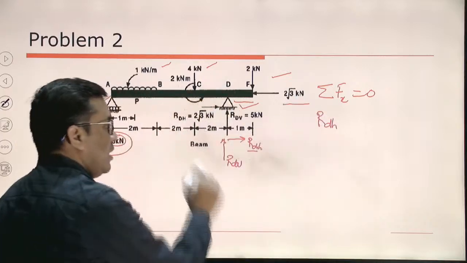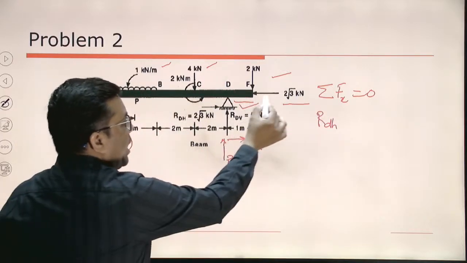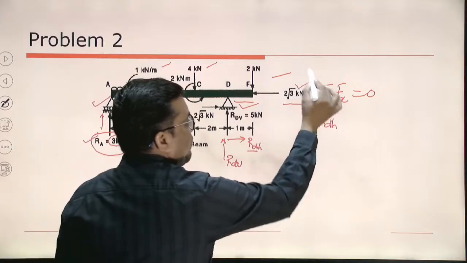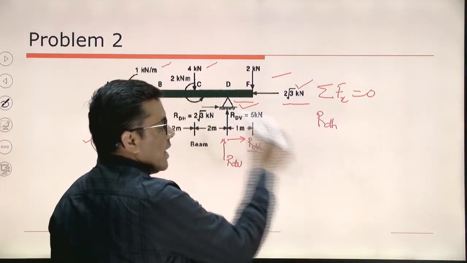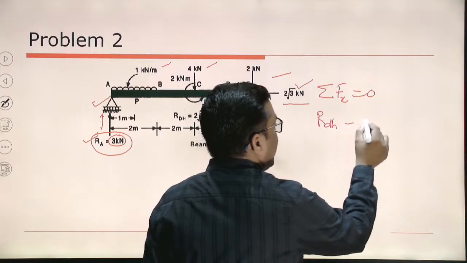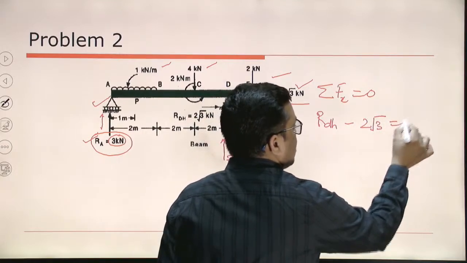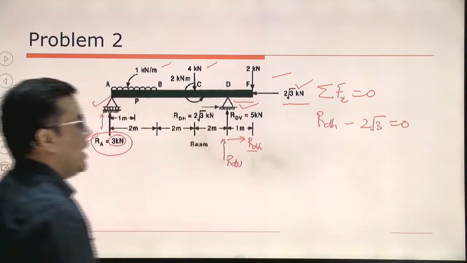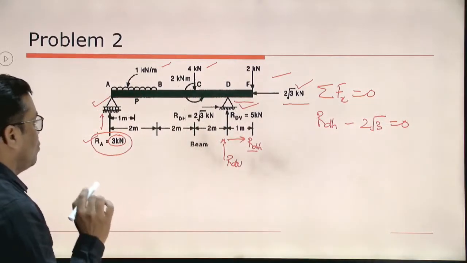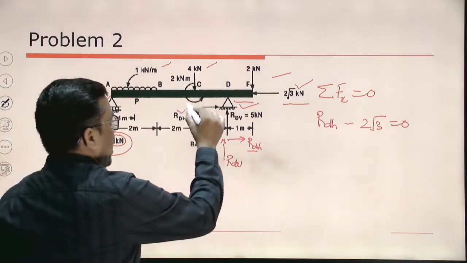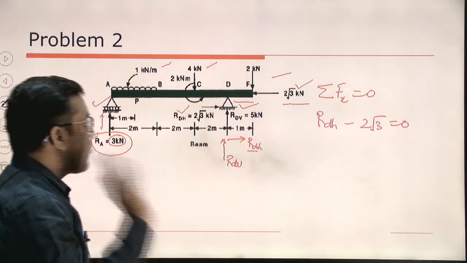Positive direction में है, positive ले लिया. Then another horizontal force which we are having, that is 2√3. The direction is opposite to RDH. So I can write here RDH minus 2√3 equals to 0. So the value of RDH is now known to me. It will be 2√3 kilonewton. लिखा हुआ है यहाँ पर. Answer already available है. Okay.